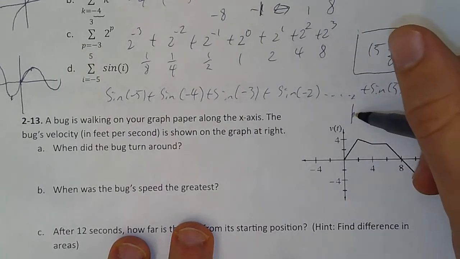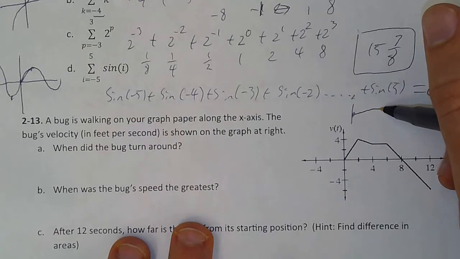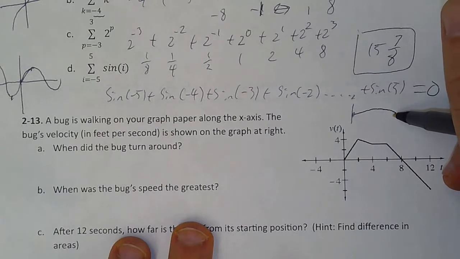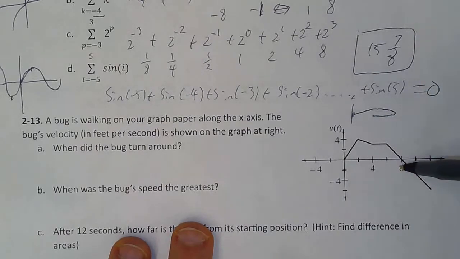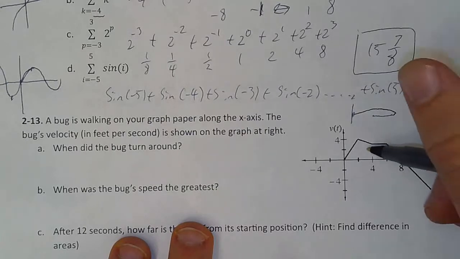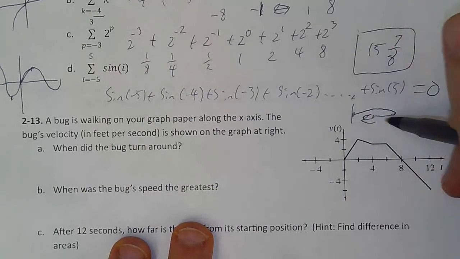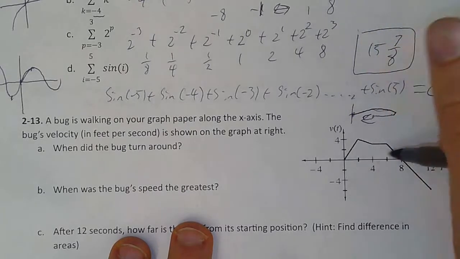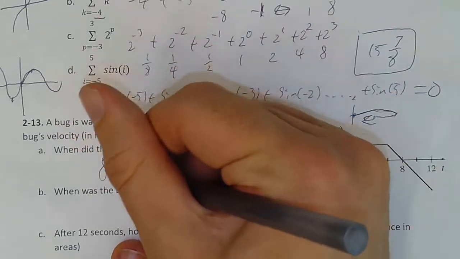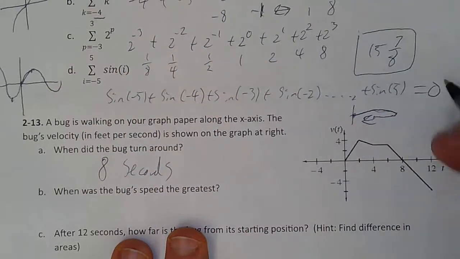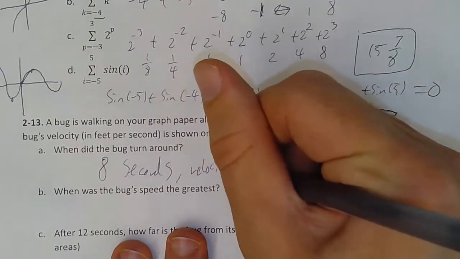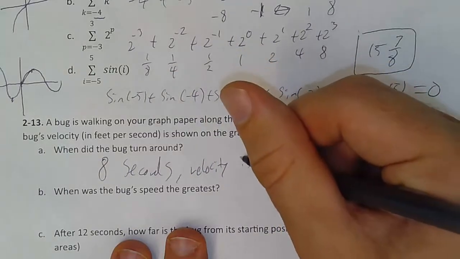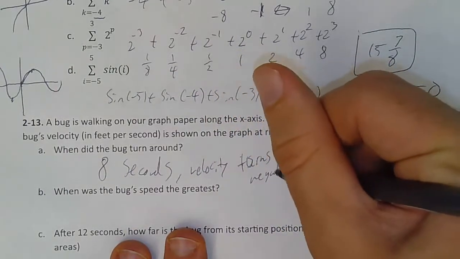In this part, the bug's moving quickly, and then it's slowing down a little bit, and then right here, it's turning around at this 8 because the velocity is going from positive to negative. So this is kind of a rough visual of what the bug was doing with time. So it started here, it moved, and then it turned around, it went negative. So at 8 seconds, it's going to turn around because the velocity turns negative.